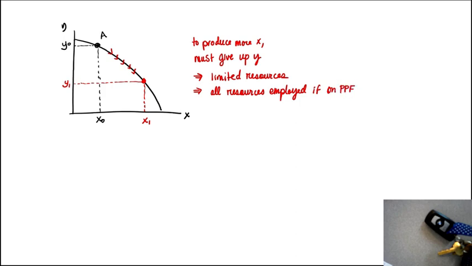So I can't simply produce more, right? I have to give up something. So what this tells us is that movement along the PPF has an opportunity cost. So we need to know how to calculate it. And it's very simple.